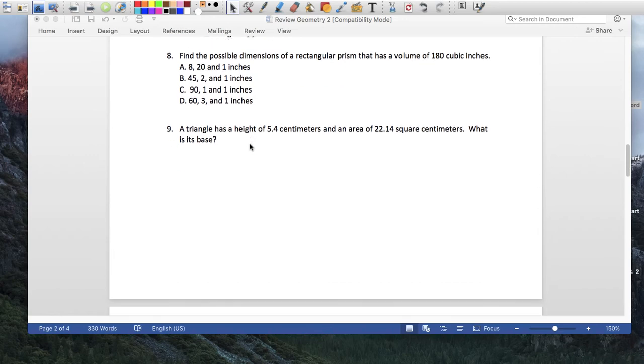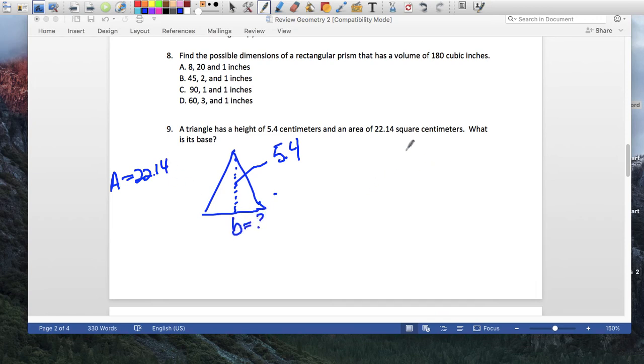Number 9, the triangle has a height, so let me draw the triangle. This height is 5.4, and the area of this triangle is 22.14. So the area is 22.14, and we're missing the base. The base is our question mark.